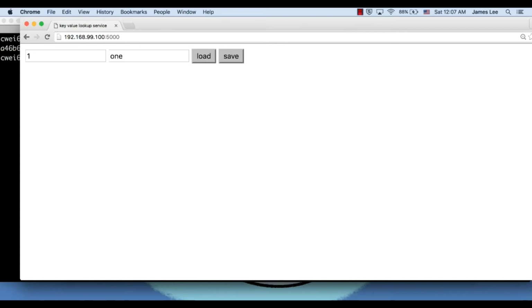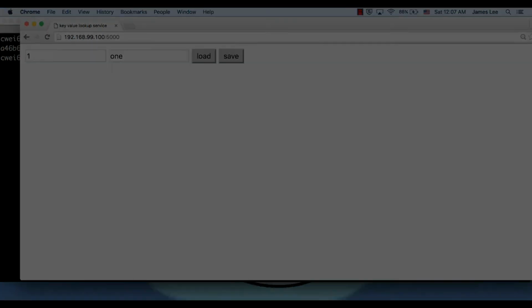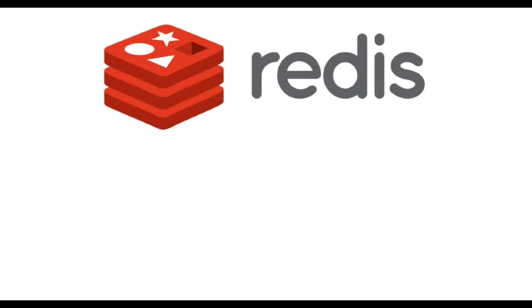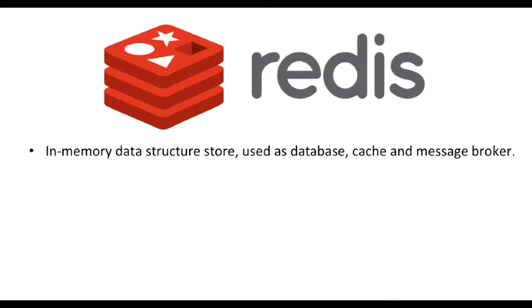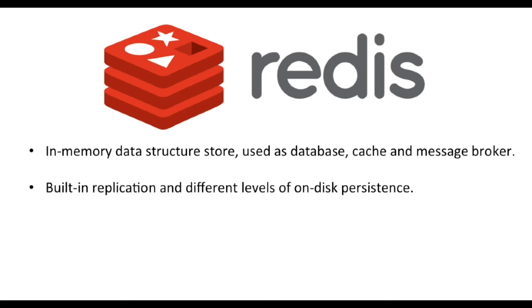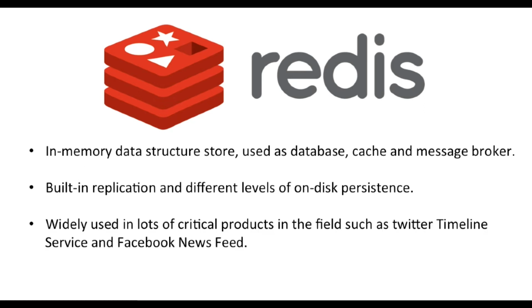In the second half of this lecture, we'll be looking into how we can split this app into two small services by introducing a Redis Docker image. Redis is an in-memory data structure store often used as a database, cache, and message broker, and has built-in replication and different levels of on-disk persistence. It's widely used in lots of critical products in the field such as the Twitter timeline service and Facebook newsfeed.